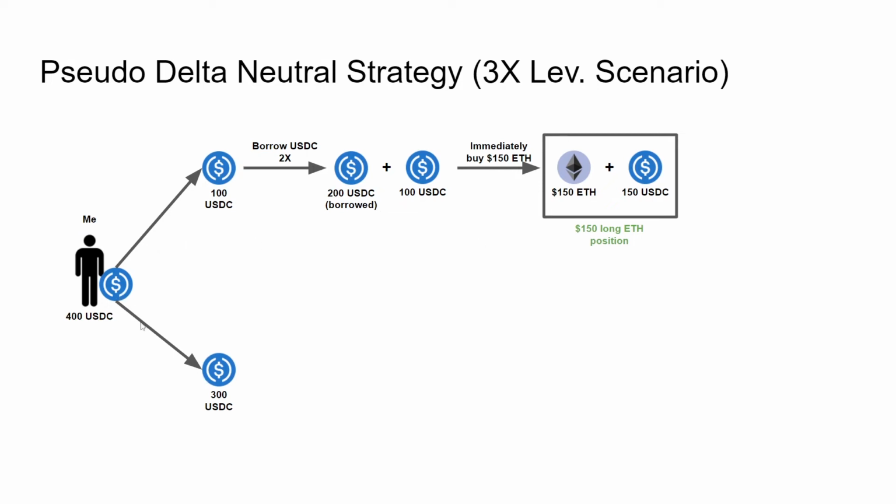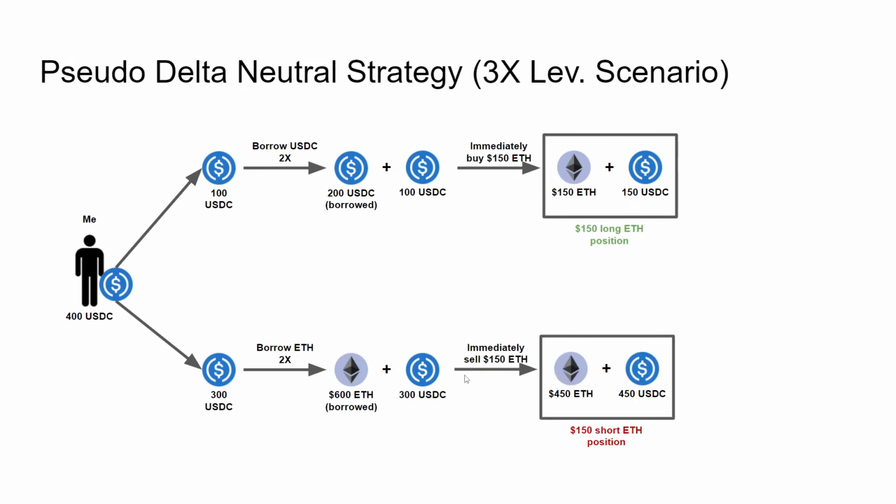Okay, let's move on to the short position and how that's constructed. So I have 300 USDC here, and I'm going to use that to leverage 2x and borrow $600 worth of Ethereum. So in total, I have $600 worth of Ethereum and 300 USDC that I put in. I'm going to use that Ethereum and immediately sell $150 worth of that to open up a short position.